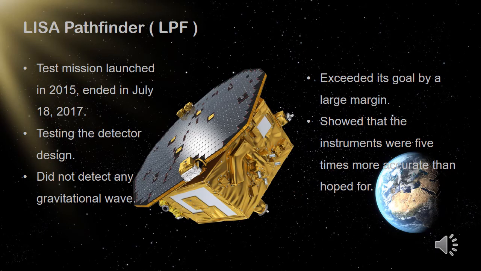LISA Pathfinder is a test mission launched in 2015 and ended on July 18, 2017. It was basically sent to space to test the detector design. During its tenure of 2 years, it did not detect any gravitational wave. It exceeded its goal by a large margin by showing that the instruments sent to test the noise sensitivity were 5 times more accurate than actually hoped for.